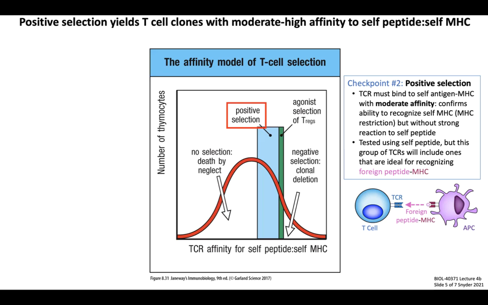Only thymocytes expressing a TCR that binds to self-peptide self-MHC with sufficient strength to induce pro-survival signaling are capable of surviving positive selection. These clones bind to self-peptide MHC with moderate to high affinity, which reflects their ability to bind to self-MHC. Although this checkpoint uses self-peptide MHC to test MHC restriction, the group of TCRs that passes this selection checkpoint will include non-autoreactive TCRs that will function optimally when presenting foreign peptide on self-MHC. So we still have one last selection checkpoint that must be used to isolate only this group of optimal TCRs, shown in the blue bar, and weed out potentially autoreactive TCRs.